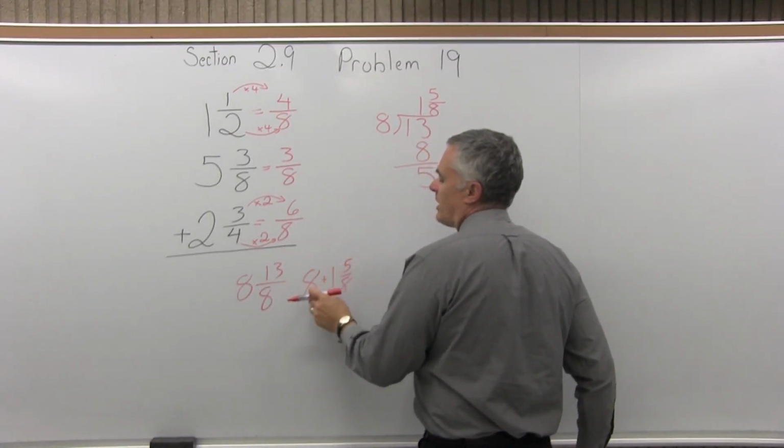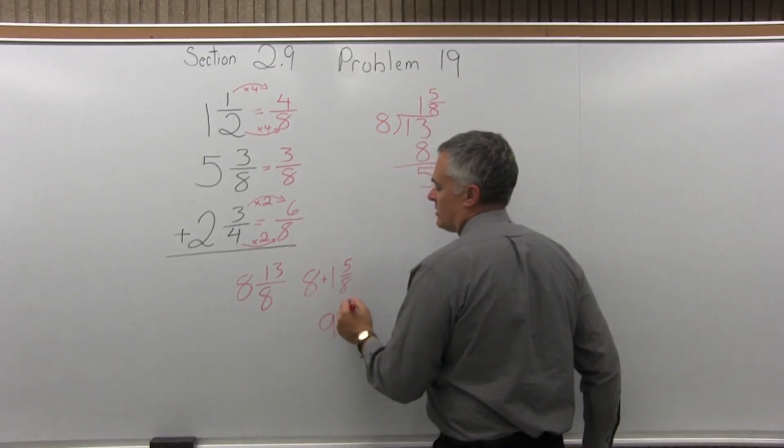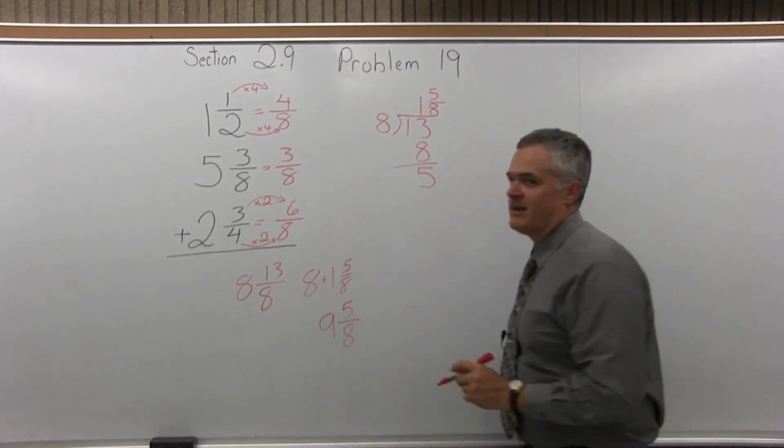And now the whole number parts I can combine. 8 plus 1 more is 9. So my final answer in this more simplified form is 9 and 5/8.